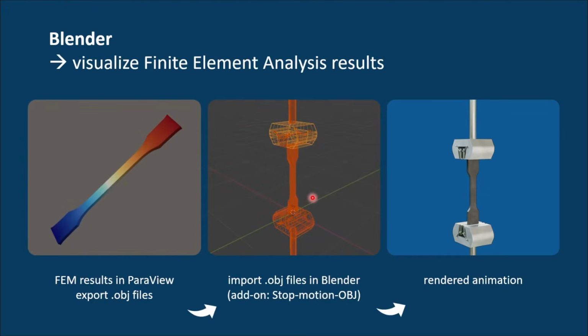So what you can do, for example, with Blender is, in a computational mechanics example, you can use FEM results that you have in ParaView. You can export them as .obj files and import them in Blender. For that you need an add-on. I used here the Stop Motion OBJ add-on. And in Blender you can then render an animation which has these more or less photorealistic effects. So this can be a nice way to give students some motivation on why we need things like the finite element method.